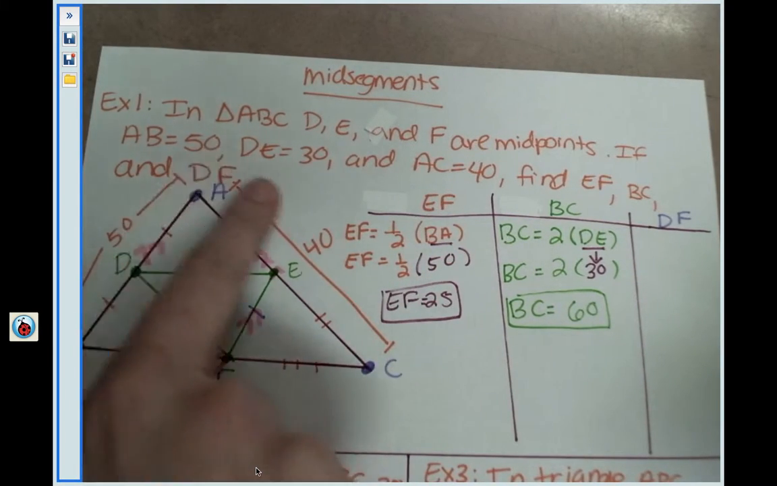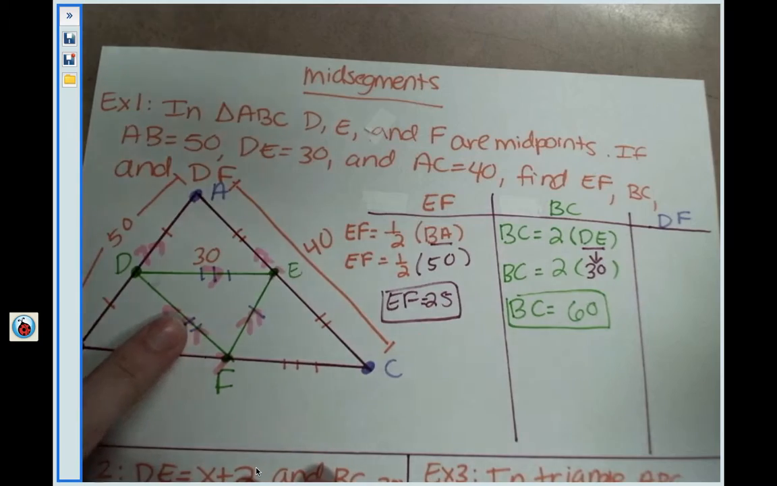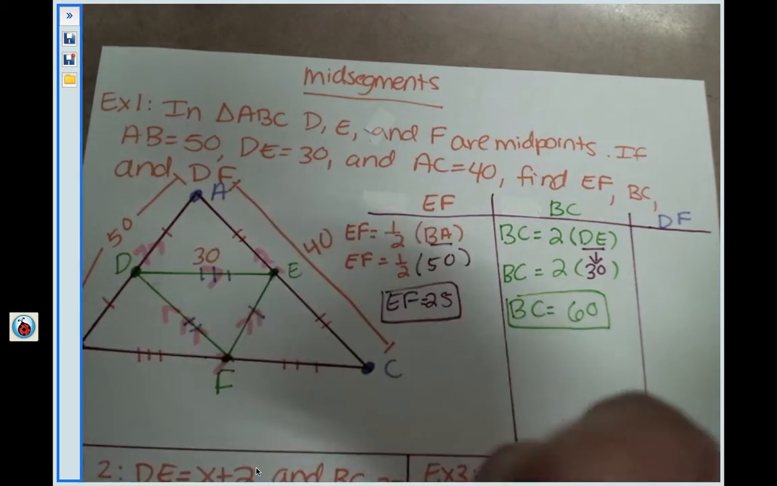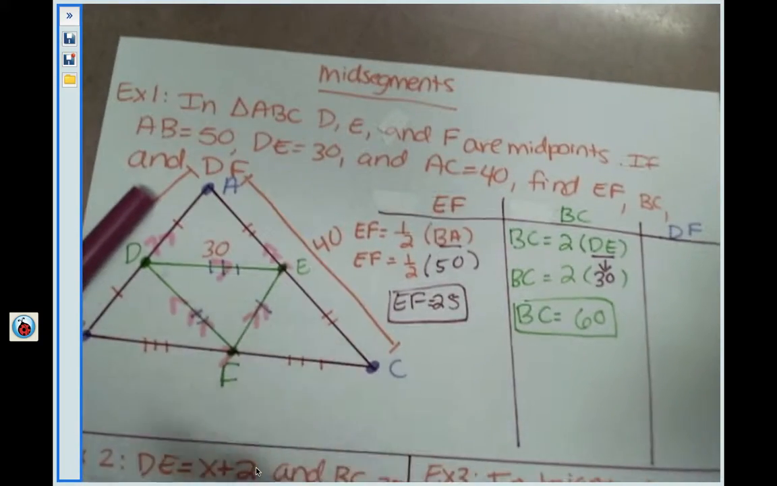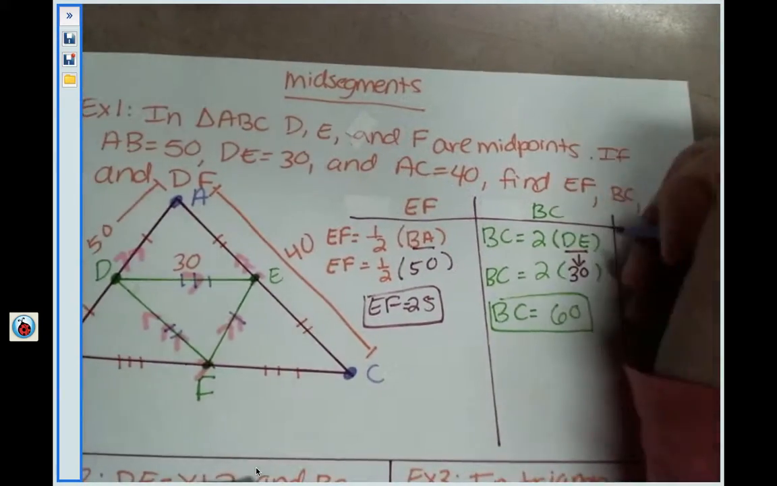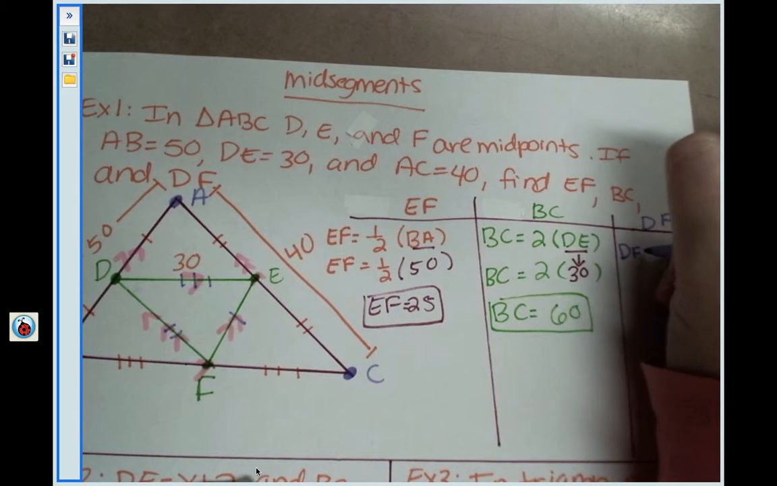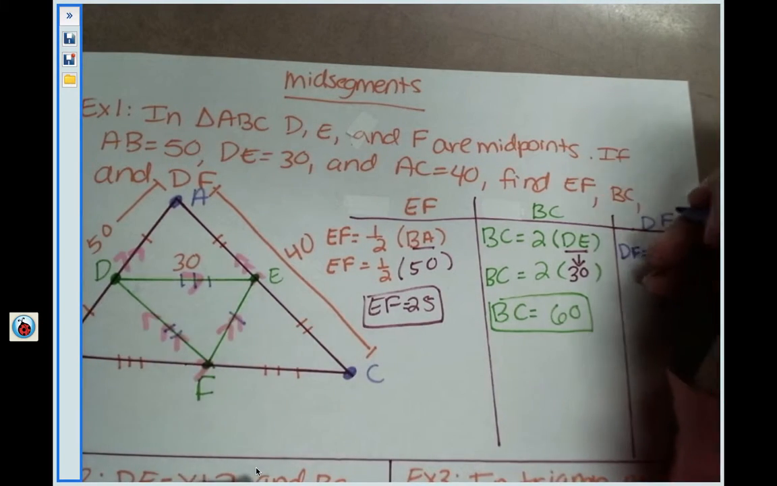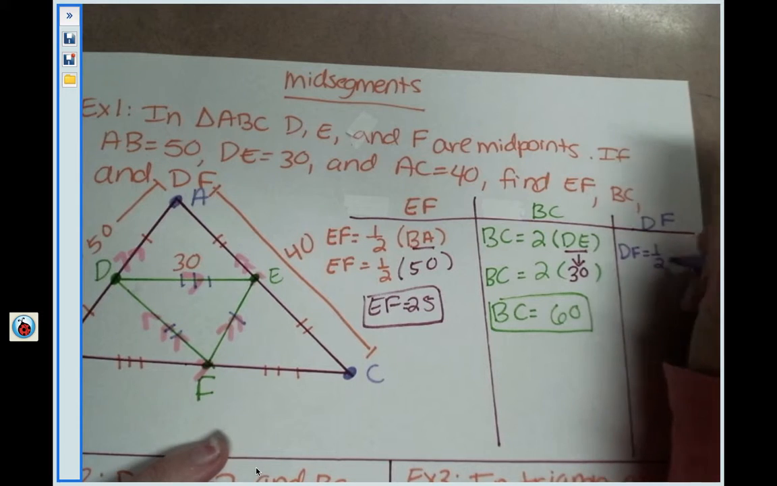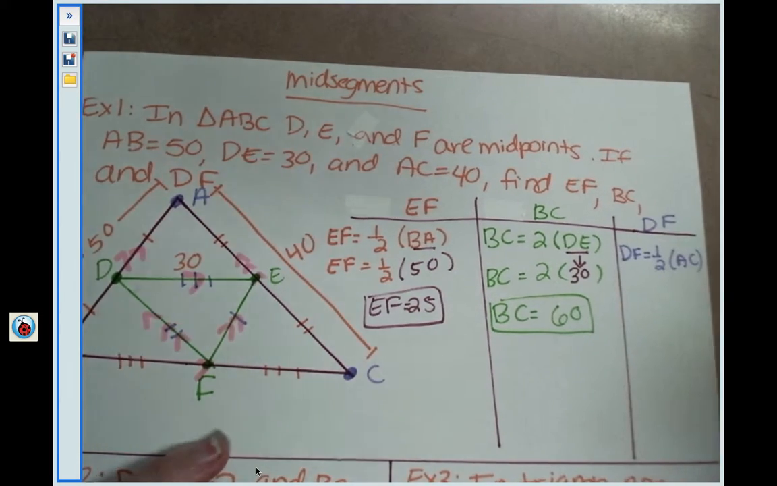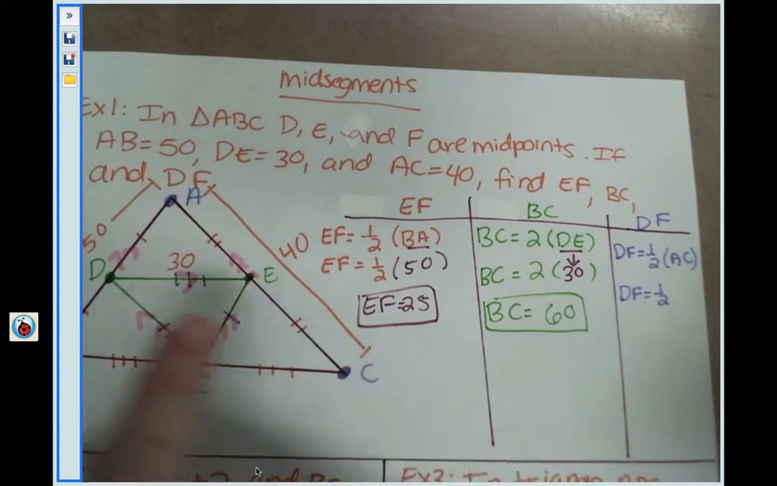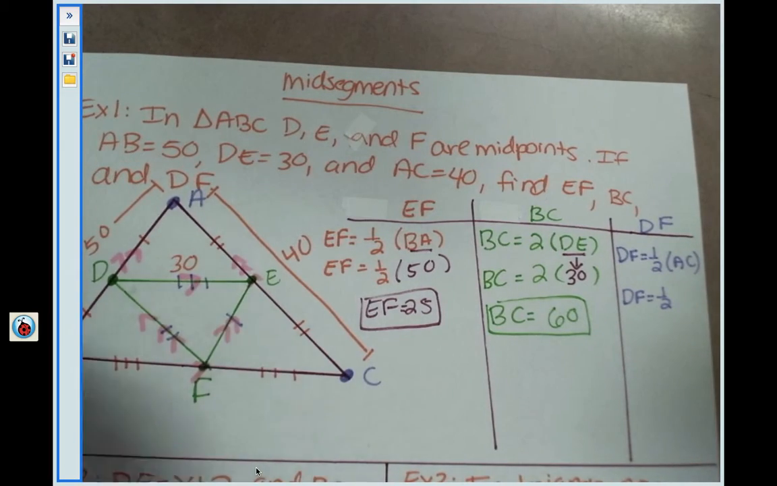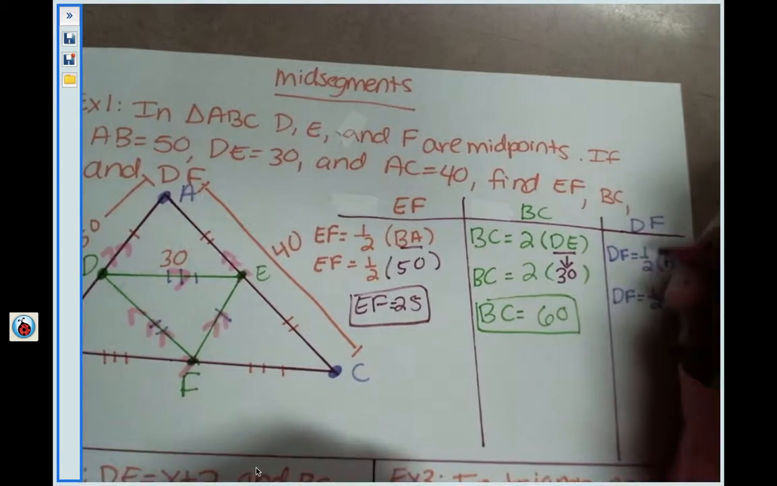Now, what do I do to the side of a triangle to get the midsegment length? You would half it. All right, so DF equals 1/2 the side of AC. So 1/2 of AC. And again, I'm going to bring down my DF, because that's what I'm solving for, equals 1/2. Now, AC is 40, so I'm going to fill in 40 for that.